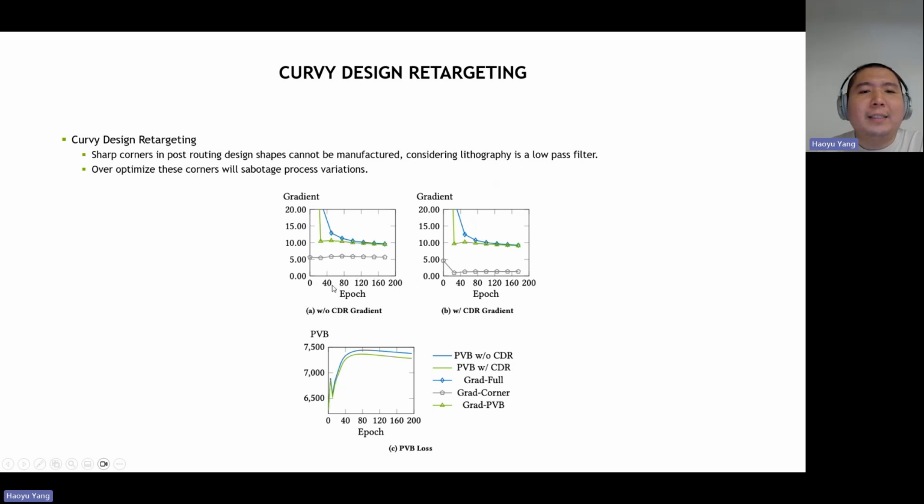We'll observe that during the optimization steps, the gradient produced by the mismatch at the corner location of the shape will never change. So the optimizer will pay much attention to those corners, but they are never achievable. So this will definitely affect the convergence and the final results. And here is the example: with our curve design retargeting, we're able to reduce the gradient at the corner location significantly. So it makes the optimizer focus on the critical areas.